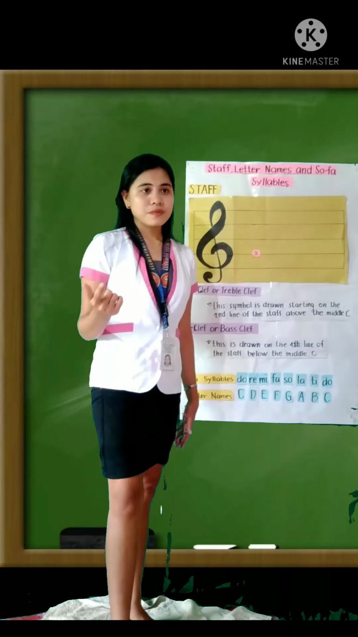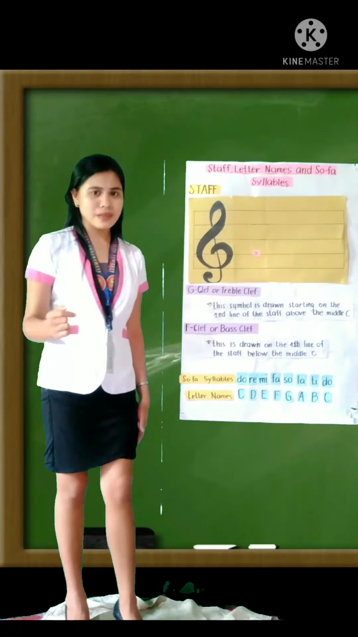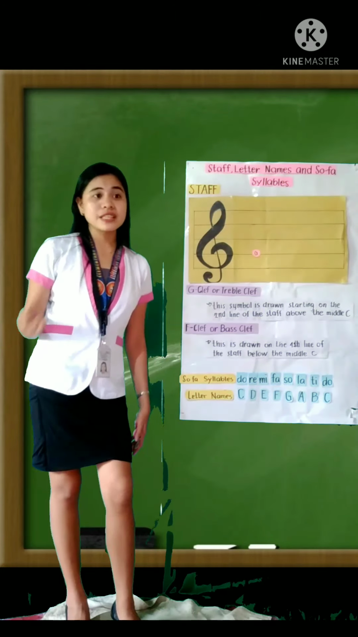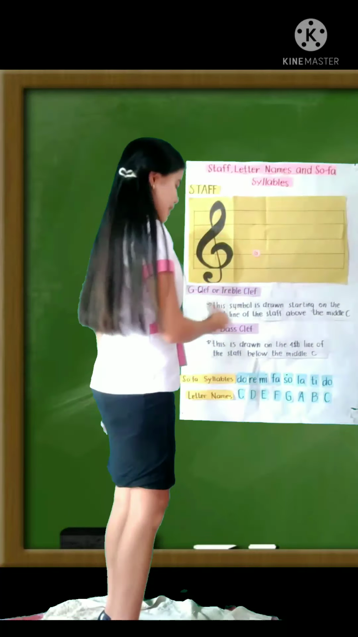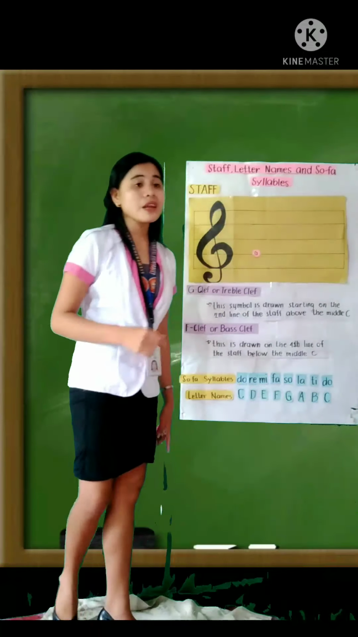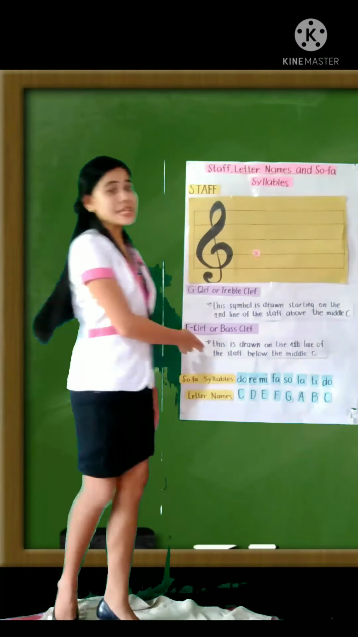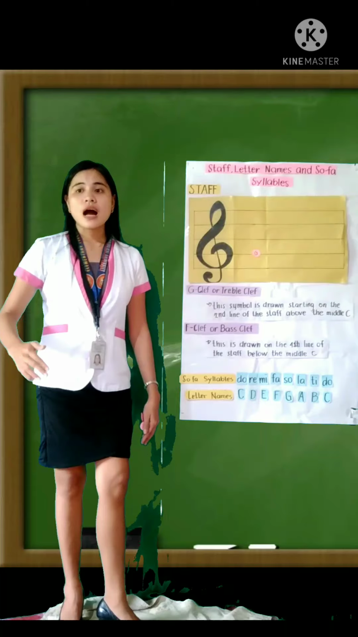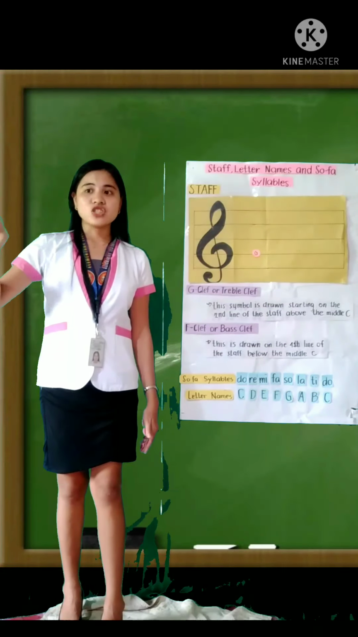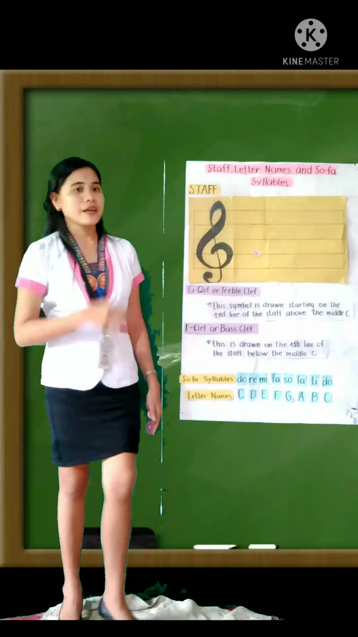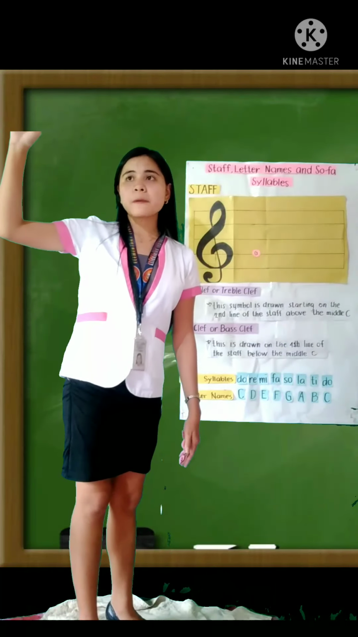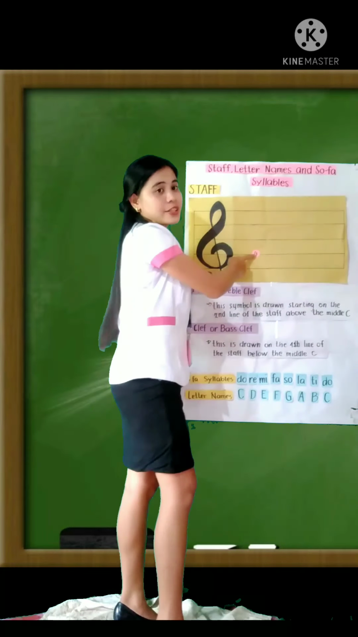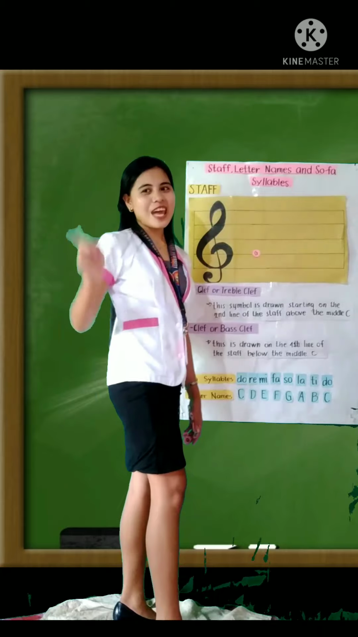After the G, what is the next letter? Is it H? No, ma'am. Very good. No, because letter names end with the letter G, but the sequence doesn't stop there, because after the G, you go back to letter A. G, A, B, C, D, like that, as the pitch goes higher. So after the G, what letter? A, ma'am. Letter A. Very good.